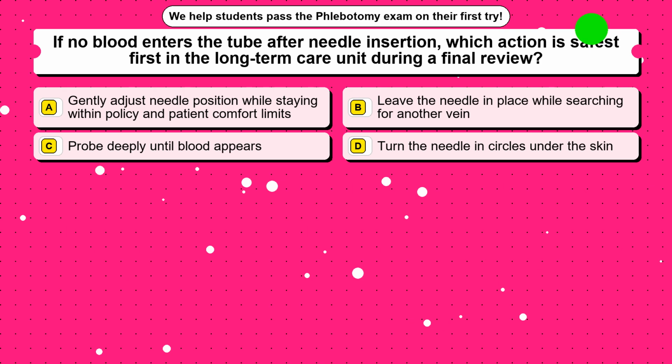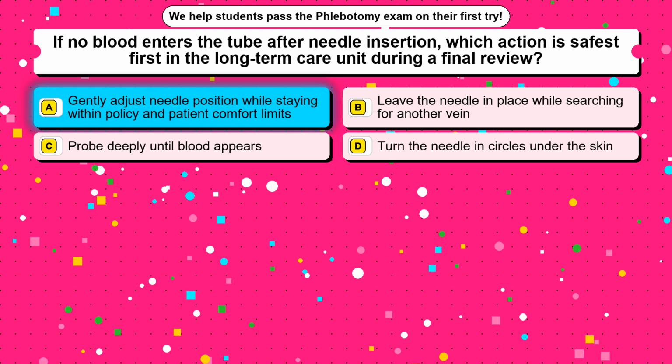Question 23. If no blood enters the tube after needle insertion, which action is safest first in the long-term care unit during a final review? Option A. Gently adjust needle position while staying within policy and patient comfort limits. Option B. Leave the needle in place while searching for another vein. Option C. Probe deeply until blood appears. Option D. Turn the needle in circles under the skin.